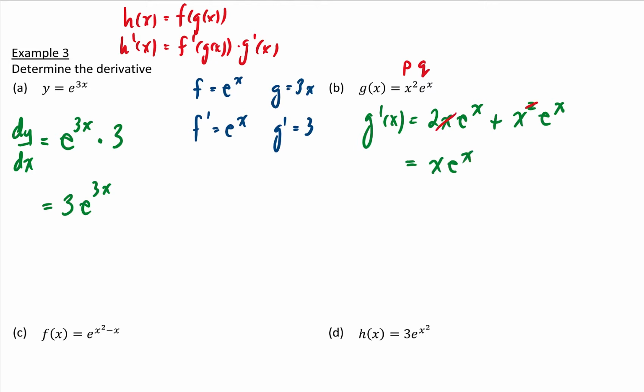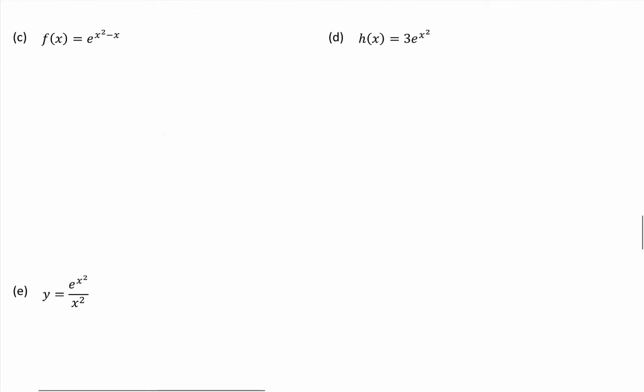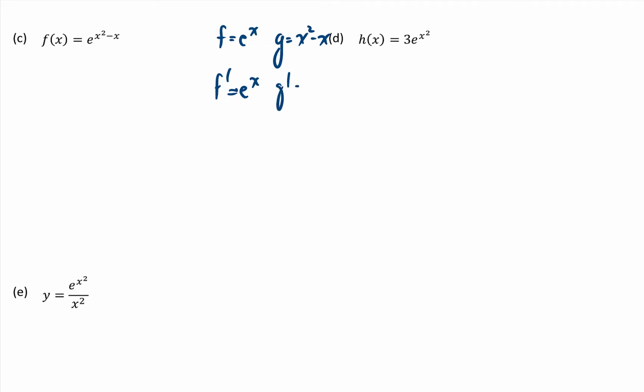I take out an x, an e to the x, and an e to the x. And I'm left with 2 plus x. Again, see, we have a composition of functions. So we have the outer function f is e to the x, and the inner function g is x squared minus x. So the derivative of e to the x is e to the x, and the derivative of g, g prime, is 2x minus 1.